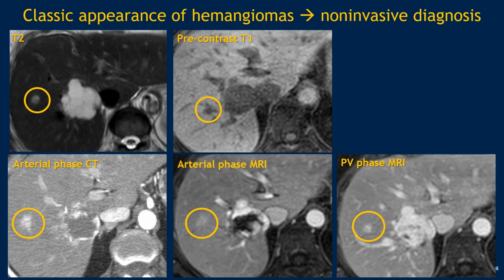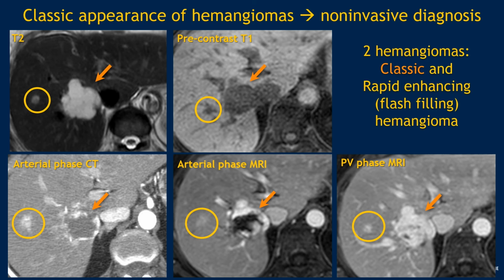Here's a patient, another classic appearance of a hemangioma, T2 bright. On pre-contrast T1, it's hypointense. On CT, you can see it's homogeneously arterial enhancing, similar on arterial phase MRI. And on portal venous phase, you can see that it persistently enhances. This is what we call a rapid enhancing or flash filling hemangioma. Again, critical that this patient does not have any underlying hepatocellular disease.